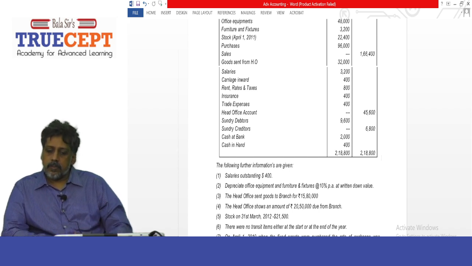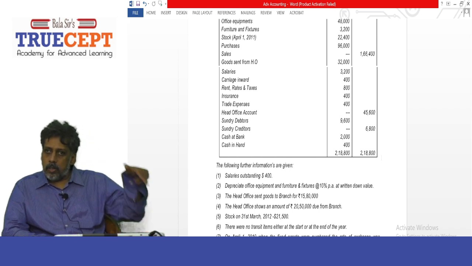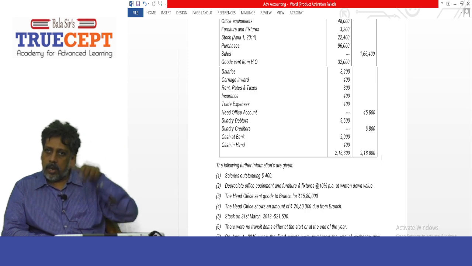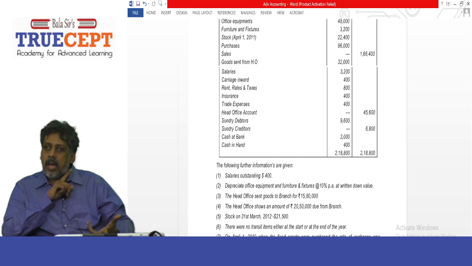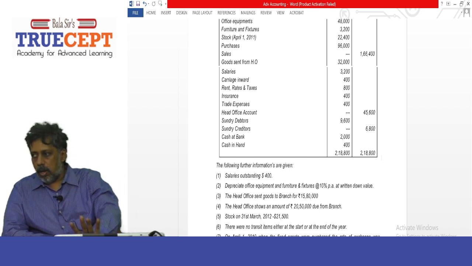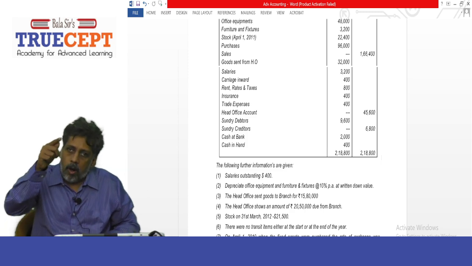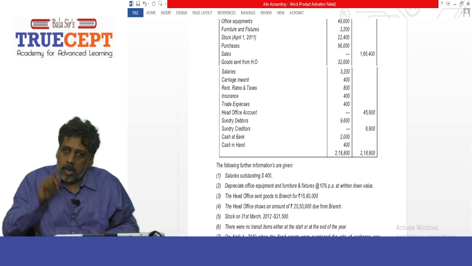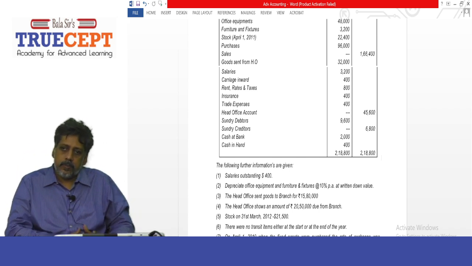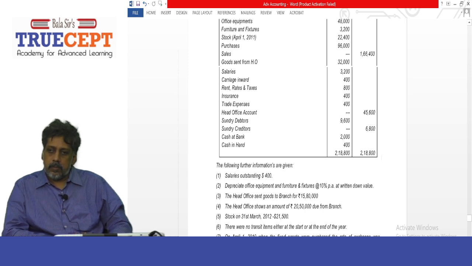Next. Head office shows an amount of 20,50,000 rupees due from branch. So that is the amount due to head office. Now tell me in the transfer, what is the head office account credit balance given? 45,600. And that rupee value is how much? 20,50,000. That is all, because amount due to head office is amount due from the branch from the head office standpoint. Yes, sir.